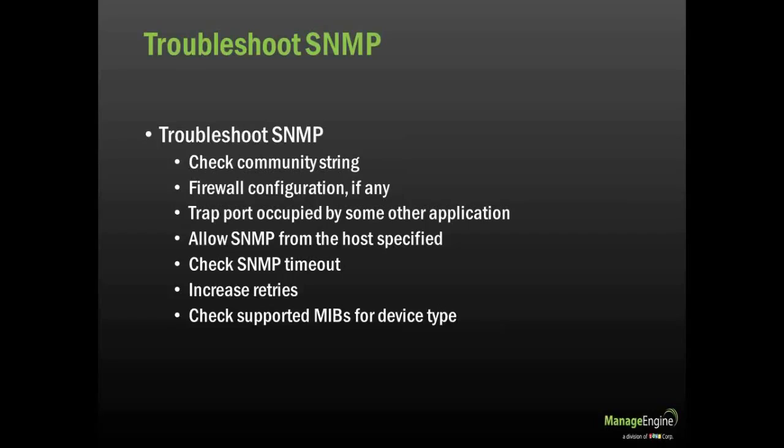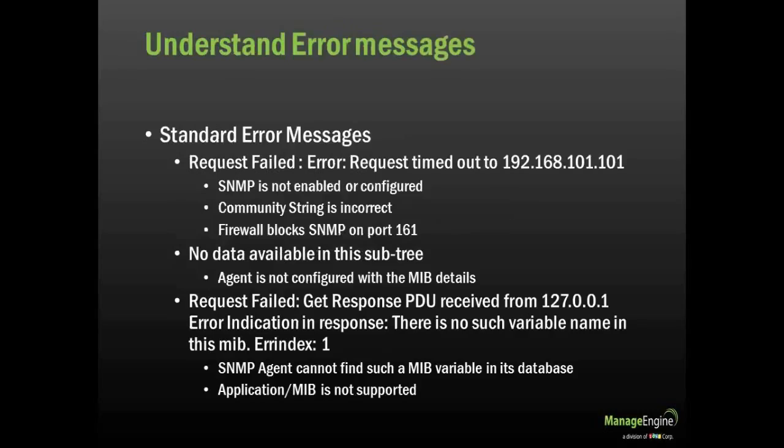To enhance the security of SNMP operations, as I showed you earlier, allow SNMP packets to be received by the managed device only from the SNMP manager and not from any other host in the network. You can also check other SNMP settings like timeout and increase the retries for SNMP requests. Lastly, you have to check the MIBs that are supported by your device type. Lastly, let's take a look at some of the error messages from the MIB browser tool.